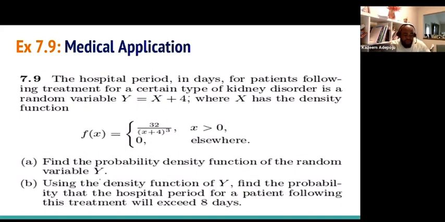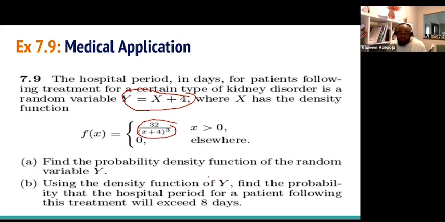You need to first get the inverse, which gives x equal to y minus 4. Then you do the Jacobian, which is 1. Then you plug the inverse into this and multiply by the Jacobian, and you get f of y. The moment you get f of y, you can use the new distribution to figure out the probability that the hospital period for a patient following this treatment will exceed 8 days.